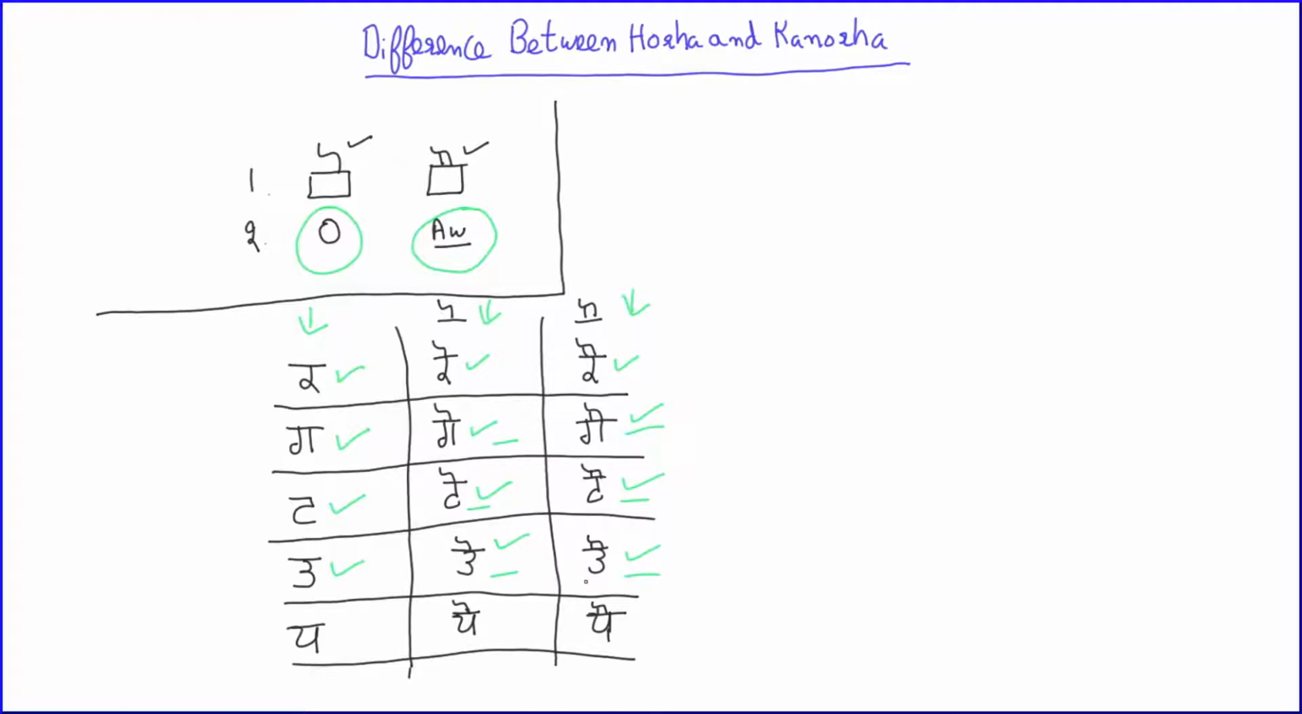Easy, right? So you just have to remember the different sounds that we are going to get from Hoda and Kannada. The last one is Tadda. Tadda is going to give the sound of Ta, To, Ta. So this is the difference between the sounds of Hoda and Kannada.